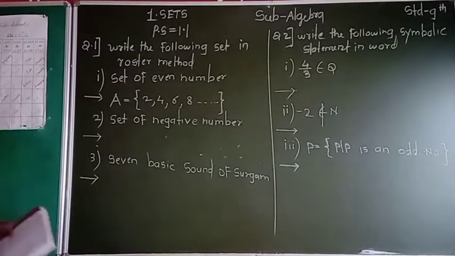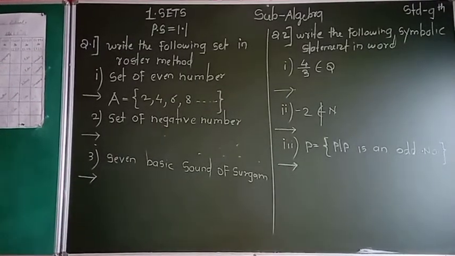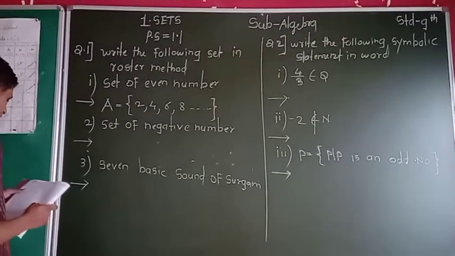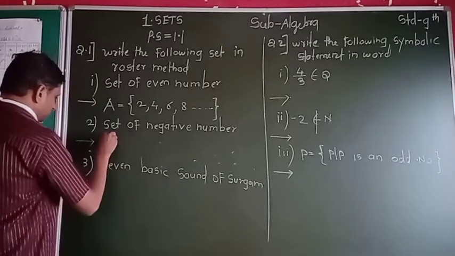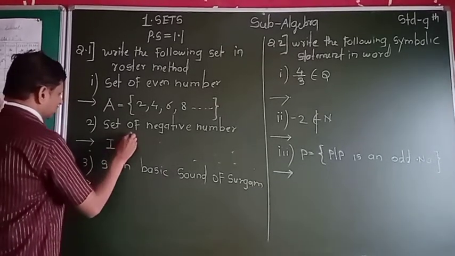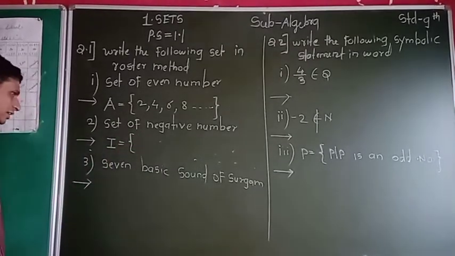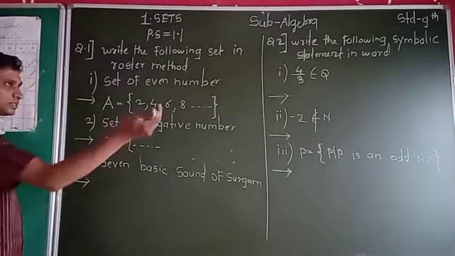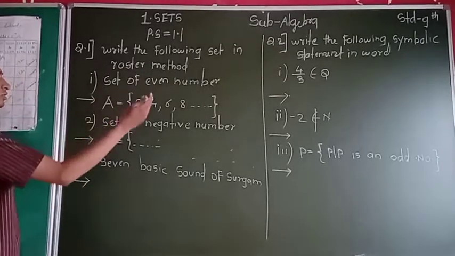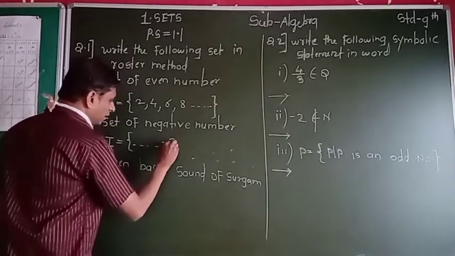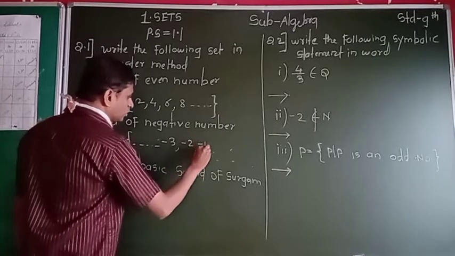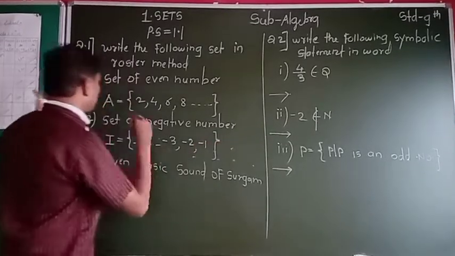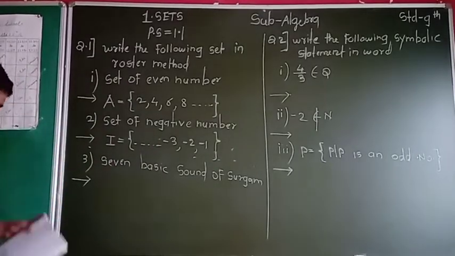Another example: the set of negative numbers. We also write the name of the set first. Suppose I is the set of integers. For the set of negative numbers, we write dots, because the numbers go from 0, -1, -2, -3, so we write -3, -2, -1. These are the set of negative numbers.